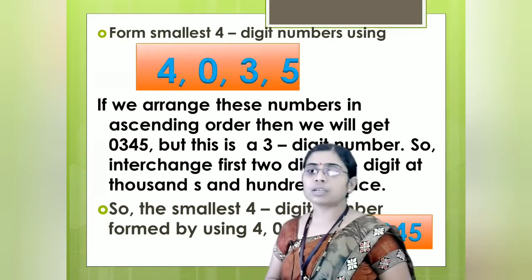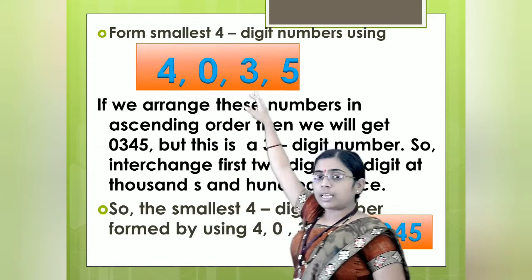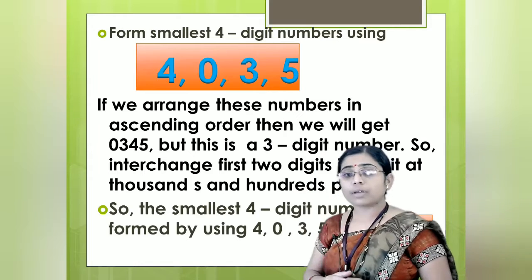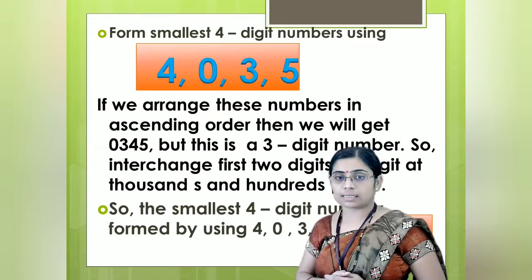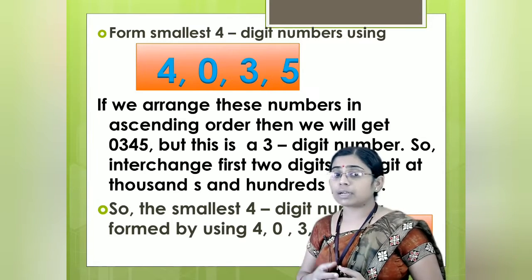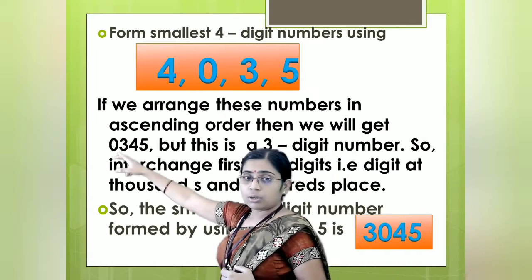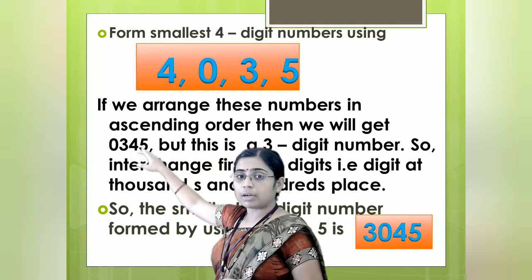Take one more example. Form smallest 4-digit numbers using 4, 0, 3 and 5. We have to form the smallest 4-digit numbers using these digits. If we arrange these numbers in ascending order, then we will get 0, 3, 4 and 5, means 345.